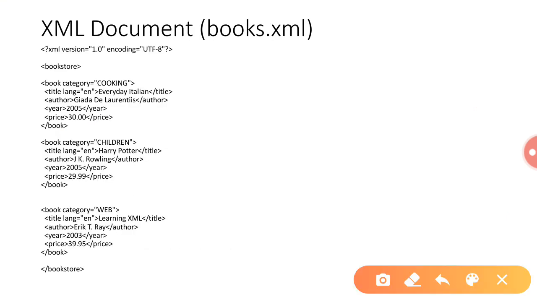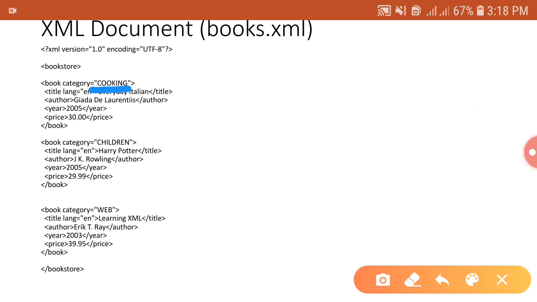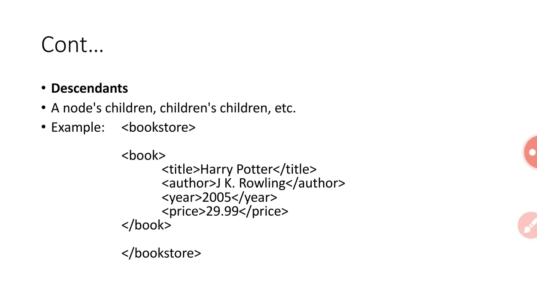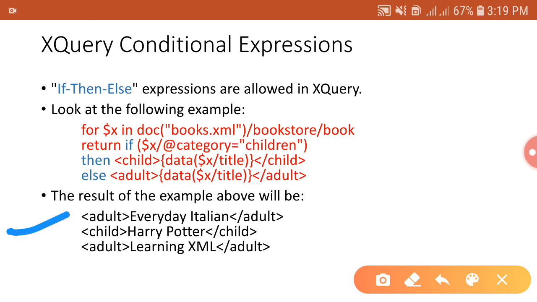Okay, see the first book here. The category attribute has value cooking. So it is not children. So its title will be printed in adult. Here the second book, its category is children. So it will be printed in child element. Okay. And see this here the category is web. It is not children. So it will be enclosed in adult. So this is the result. Okay, only for Harry Potter it is enclosed in child.